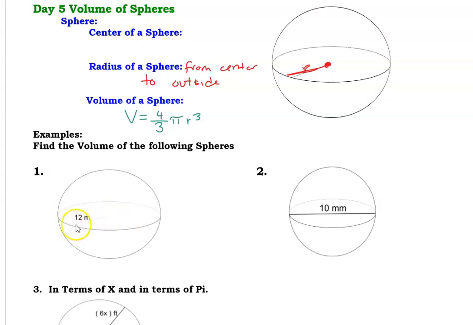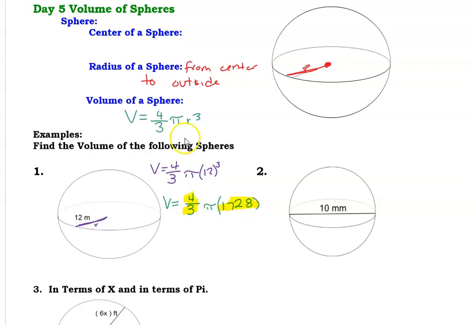So let's do number 1. Our radius in this case is 12. That's our radius. So following our volume equation, 4/3 pi r cubed, that's 12 now, so 12 cubed. So I'm going to simplify that. Volume is equal to 4/3 pi. I know 12 cubed is 1,728.